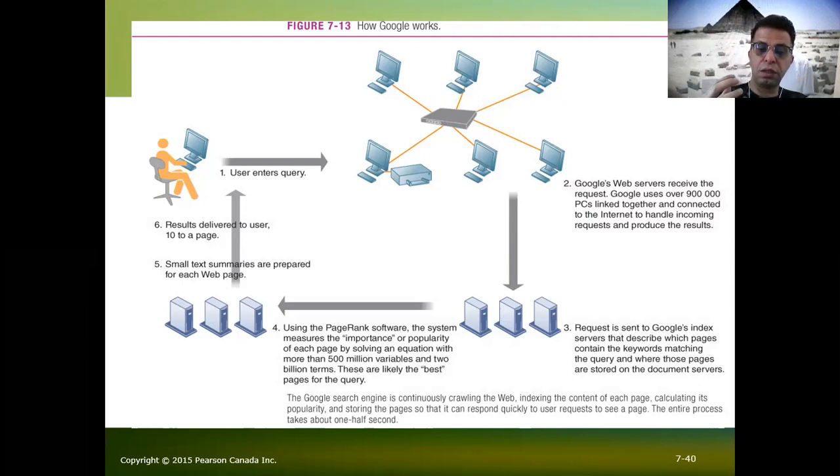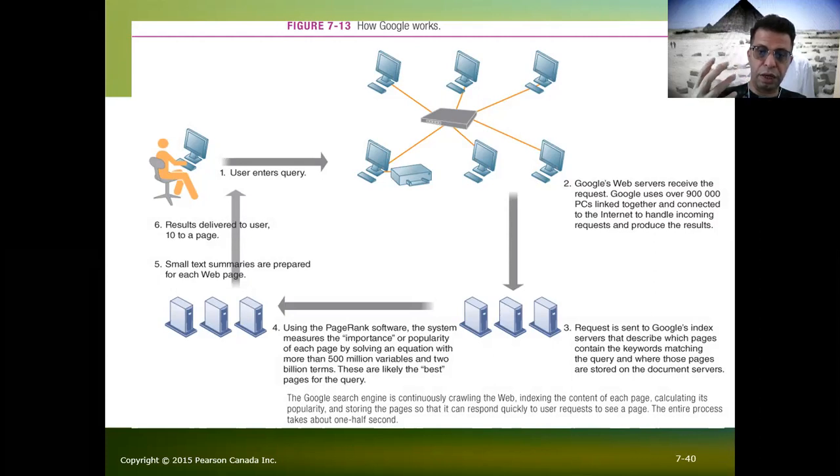Then stage 4 is using the page rank software. The system measures the importance and popularity of each page by solving an equation with more than 500 million variables and 2 billion terms. These are linked to the best page for the query. And you remember you saw it in the video.